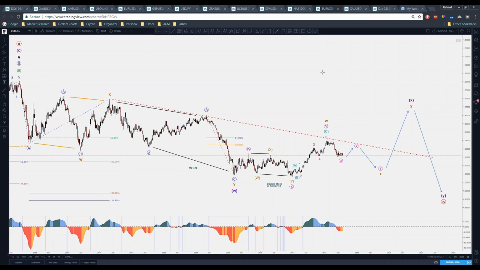Euro dollar, weekly chart. Same as gold, but the structure is different. The point is that this is a W, X, A, B, C, so a double three in this W. And the way it's correcting is in a W, X, Y with this C. So we have a W. Now, the way it dropped, this could allow a three-wave correction, bump its head in this long-term trend line, the red one, and could actually continue.